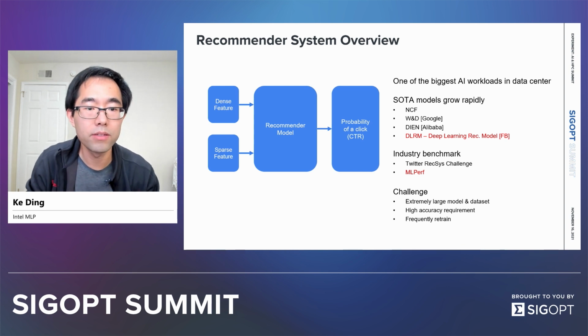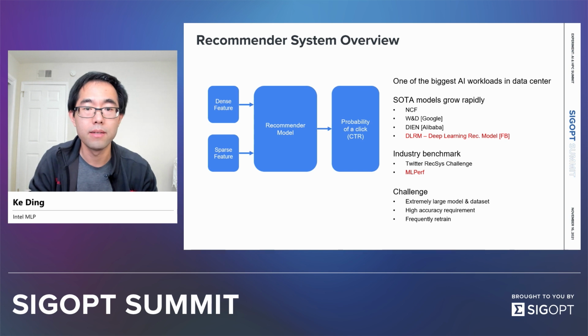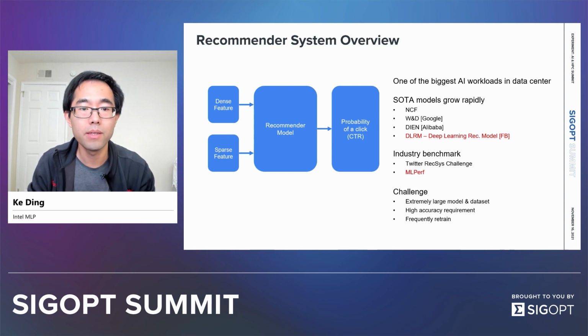And you can imagine already why it's so important to build the best recommendation systems in order to generate the best business value. Hyperscalers and many other enterprise customers are working very hard in this domain. As a result, there are many SOTA models for recommendation systems, such as NCF, Wide and Deep, DIN, and DLRM. Also, there are many industry benchmarks. Two popular examples are Twitter's annual RecSys challenge and MLCommons' MLPerf benchmark.